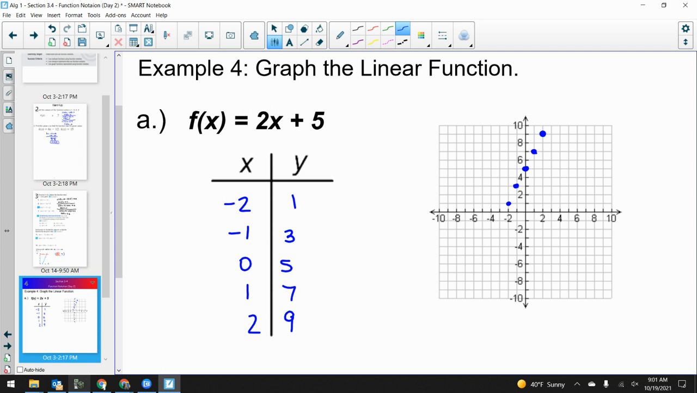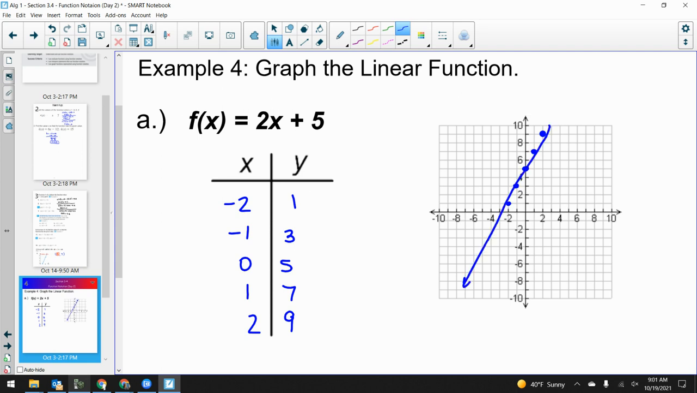Now, do I fill in my line? Do I connect my dots? Yes. My domain is continuous. Could I have picked any number? Could I have picked like 1.5? Sure. Could I have picked negative 10? Sure. Could I have picked any point? Yes. Any number would have worked. So you have to fill in the line.